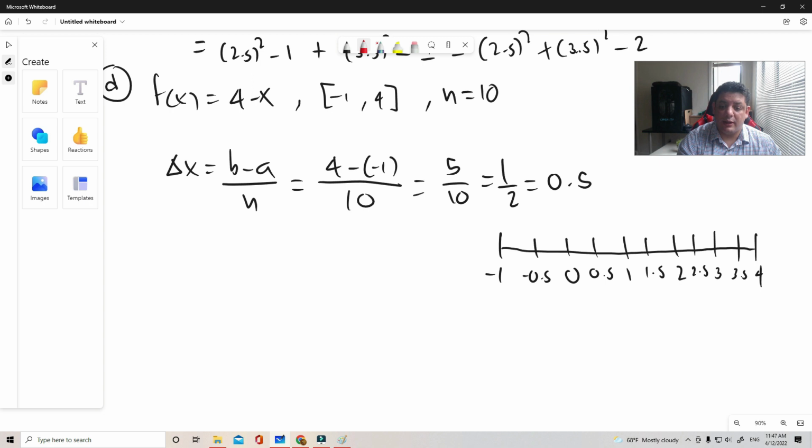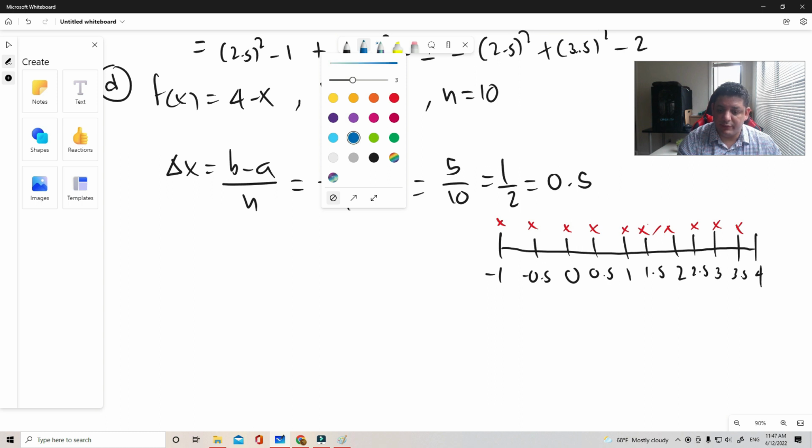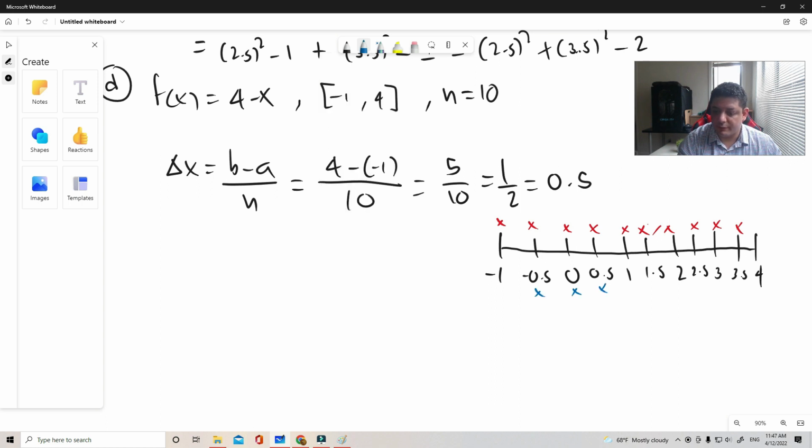If we're going to use the left Riemann sum, or we're going to use the right Riemann sum, or if we're going for the mid Riemann sum. Okay, so let's just do here in this particular case the left Riemann sum. So we're going to use these values.